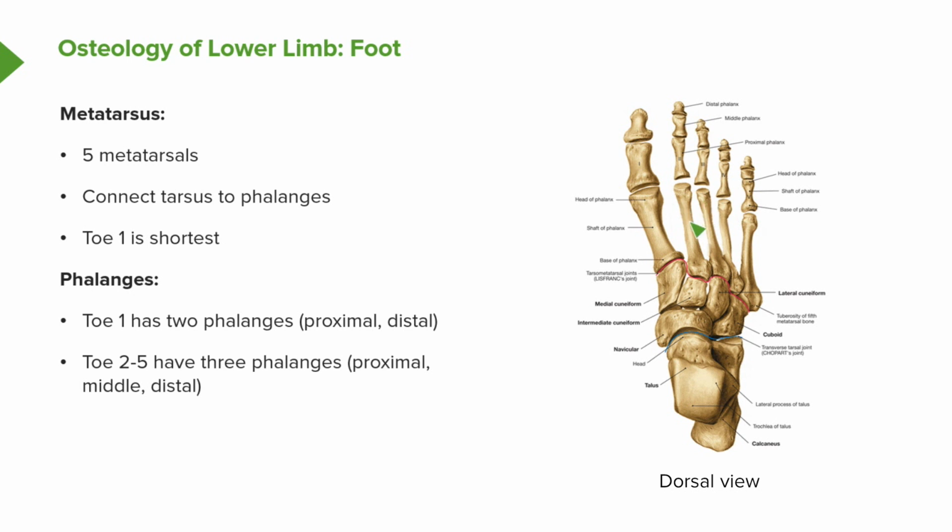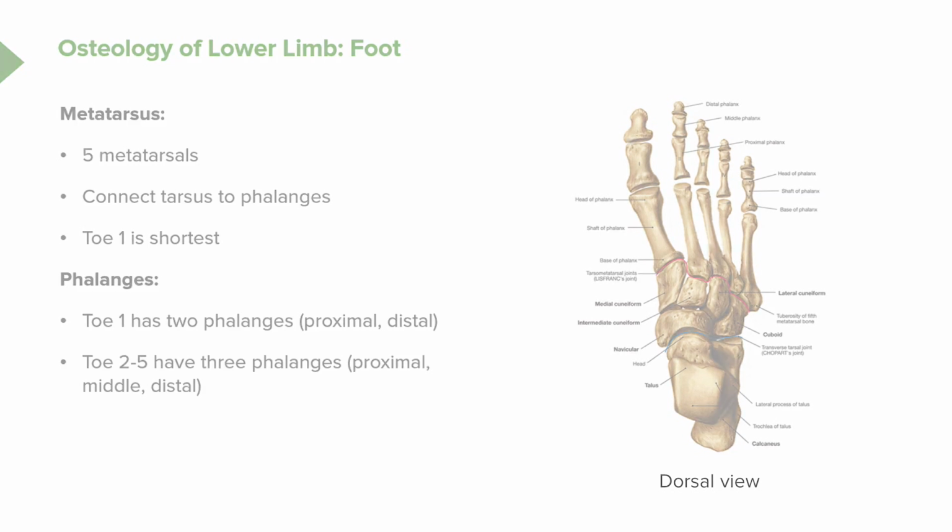If we look at metatarsals 2, 3, 4, and 5, we see they have a base, a shaft, and a head, but these are much thinner. We can then see, just like the digits in the hand, digit 1 has 2 phalanges, a proximal and a distal. So we can see the proximal and distal phalanges of the first digit, the toe, and then digits 2, 3, 4, and 5 have all proximal, middle, and distal phalanges.